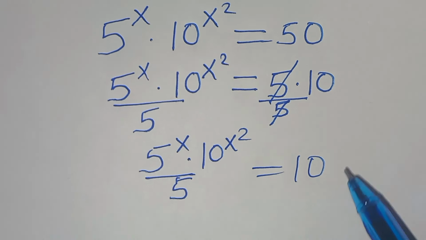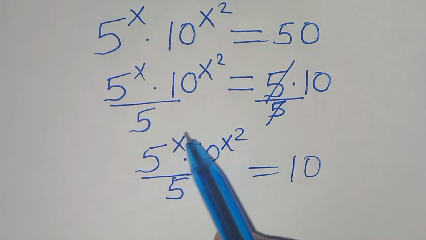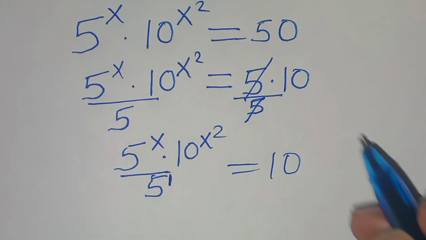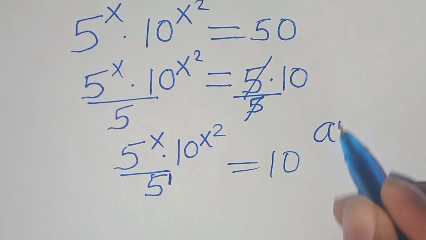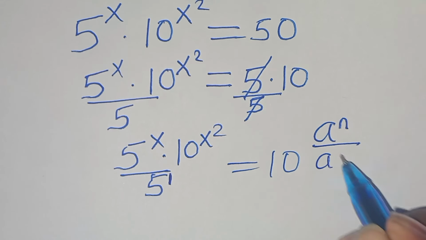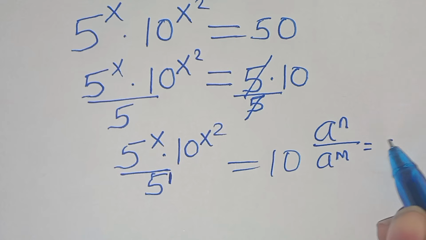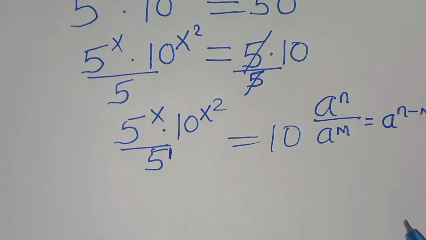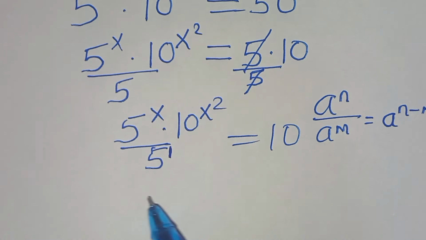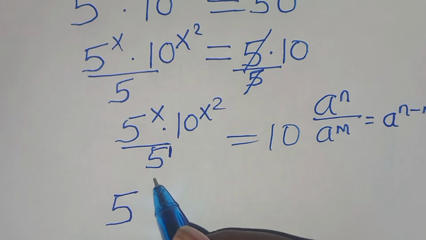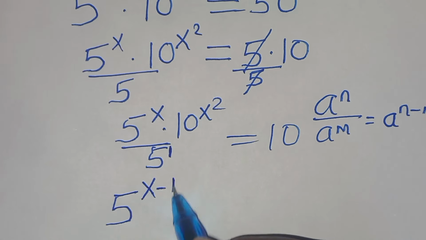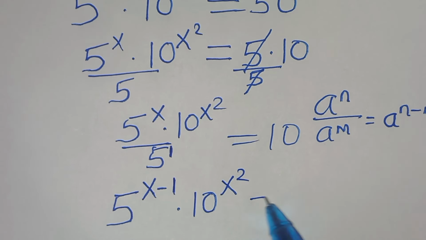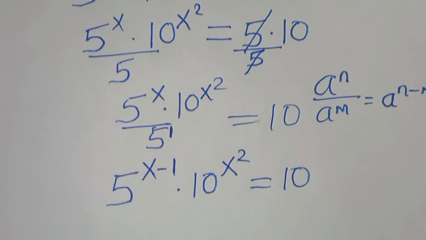So from here, we have that 5 to the power of x divided by 5, this is 5 to the power of 1. This is in the form of a to the power of n divided by a to the power of m, and this can be expressed as a to the power of n minus m. Applying this exponent property, then we have 5 to the power of x minus 1, then times 10 to the power of x squared. This is equal to 10.